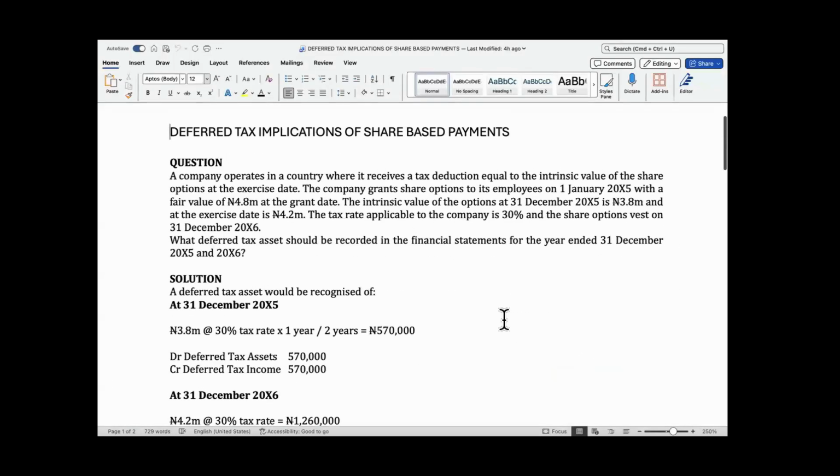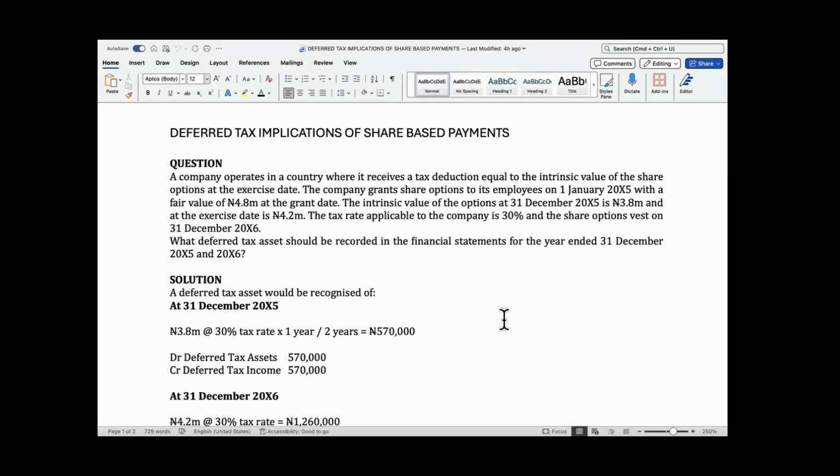Okay. So if you look at this particular one, they said a company operates in a country where it receives tax deduction equal to the intrinsic value of the share option at the exercise. So this first paragraph is saying that in this country, the taxman would only allow the intrinsic value of share options. That's what they allow as deduction, intrinsic value at the exercise date too.